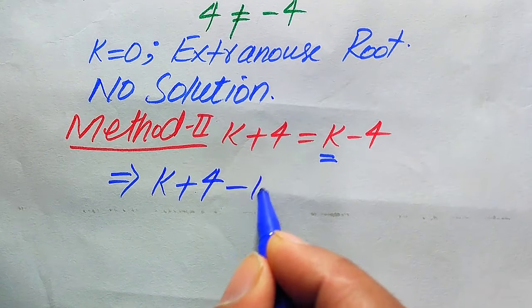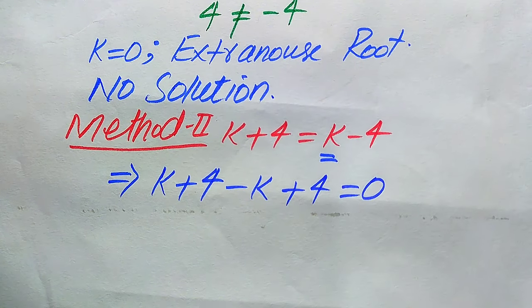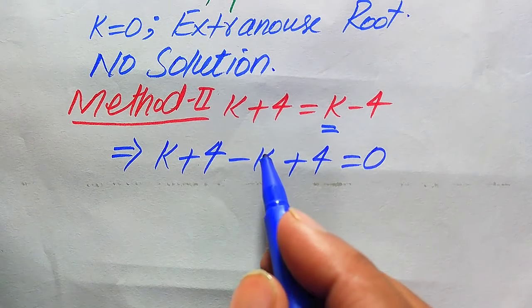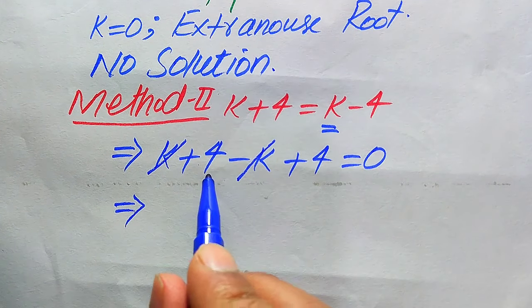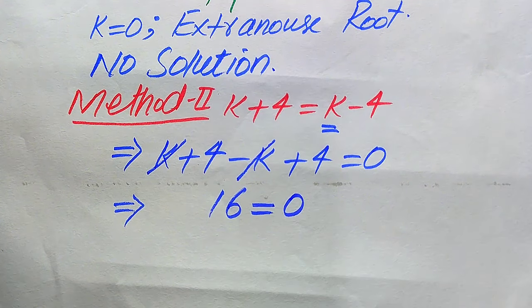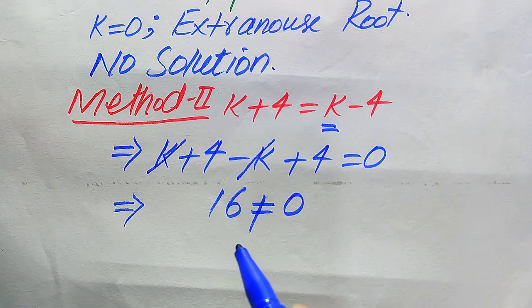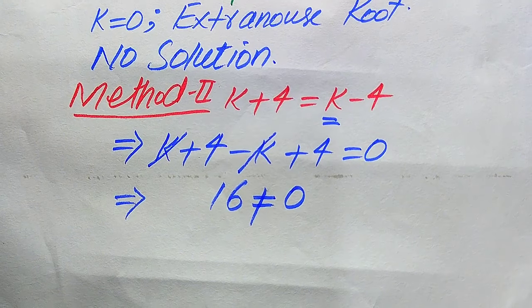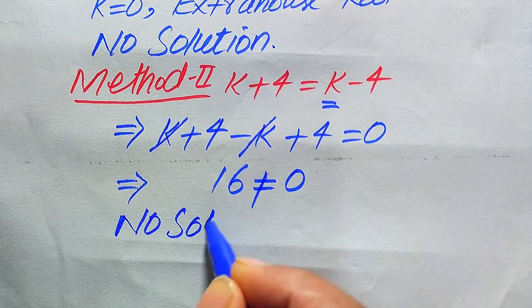This positive k becomes negative k, this negative 4 becomes positive 4, and this whole equation equals 0. And again, this minus k and plus k cancel each other out, and we obtain here 4 plus 4 becomes 8... 16 equals 0. And here we see that 16 is not equal to 0, but here we need to find the values of k, but unfortunately we cannot get any value of k which satisfies our given question statement. So finally we conclude that this question has no solution in general.